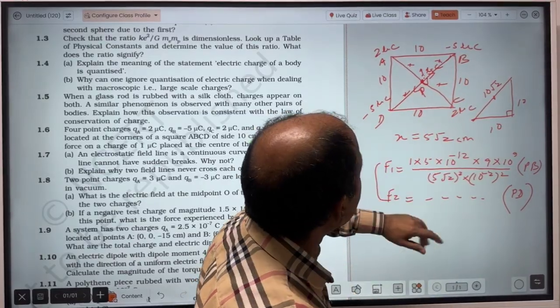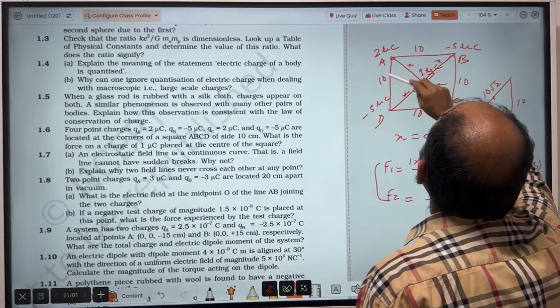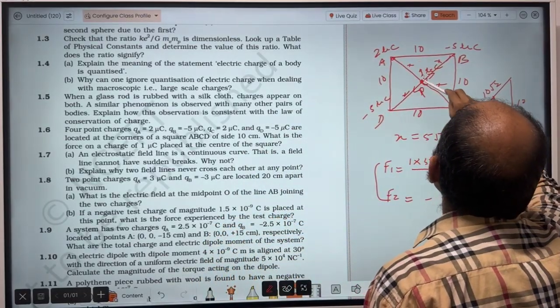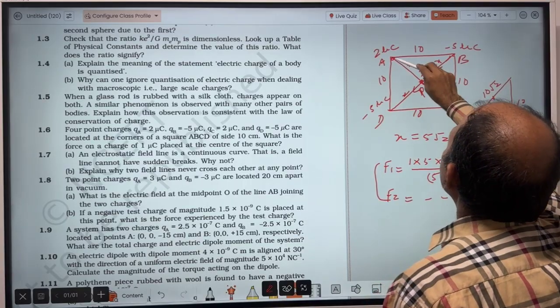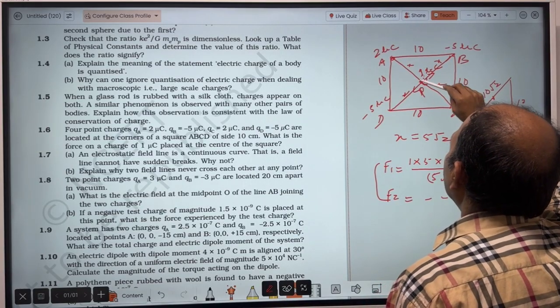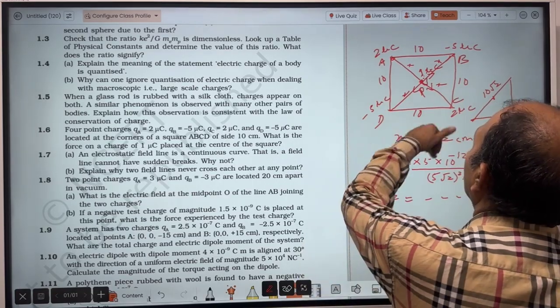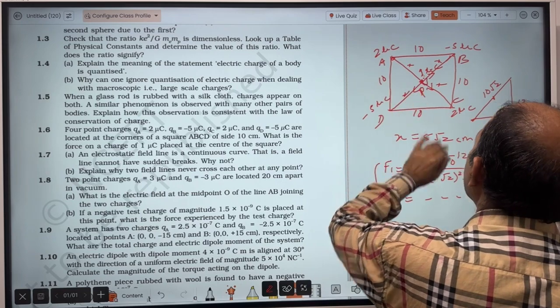So this portion is done. Now consider force due to this 2 microcoulomb charge on the 1 microcoulomb charge. This is positive, this is positive. If this is fixed, then what would this do? It will move away, so the force will be in this direction. We can calculate its magnitude again.